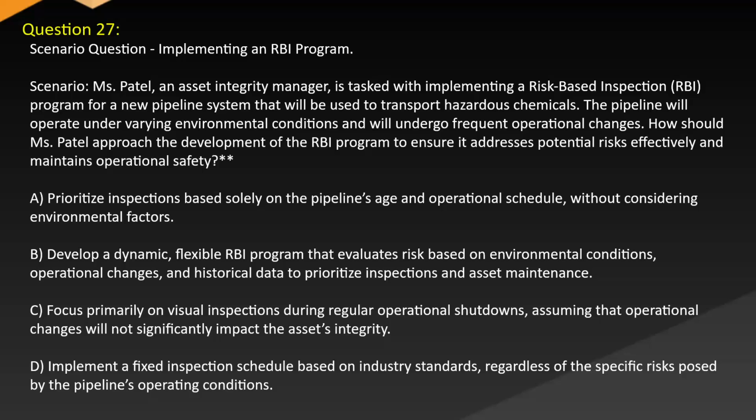B. Develop a dynamic, flexible RBI program that evaluates risk based on environmental conditions, operational changes, and historical data to prioritize inspections and asset maintenance. C. Focus primarily on visual inspections during regular operational shutdowns, assuming that operational changes will not significantly impact the asset's integrity. D. Implement a fixed inspection schedule based on industry standards, regardless of the specific risks posed by the pipeline's operating conditions.